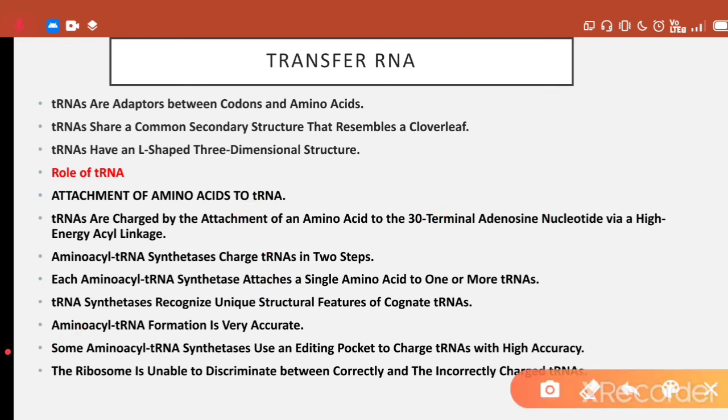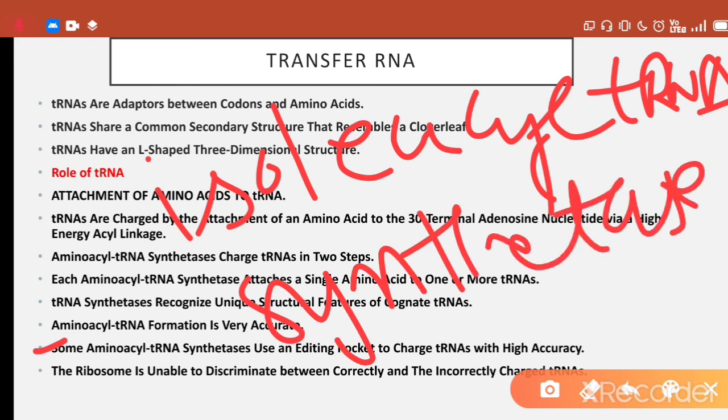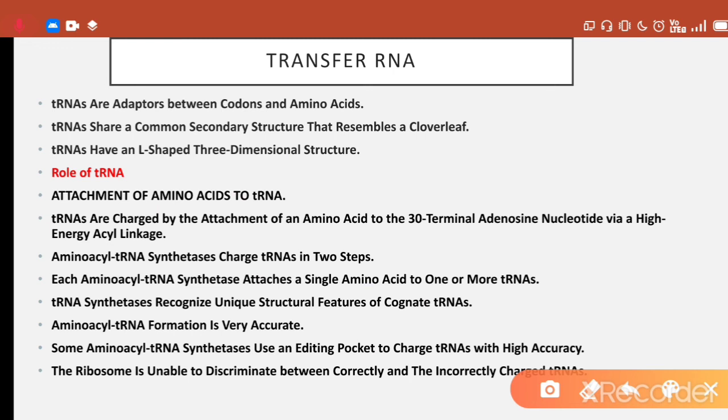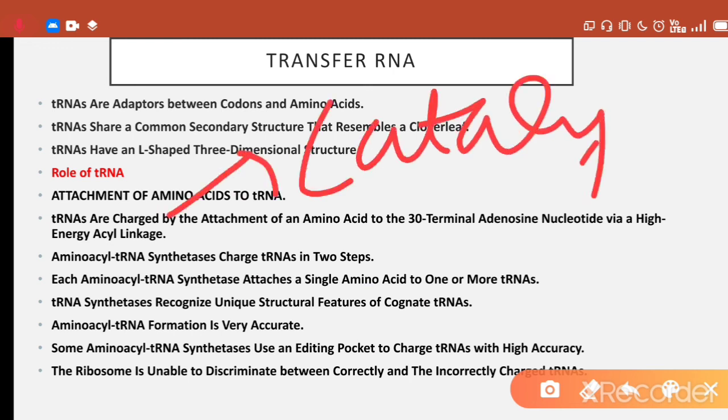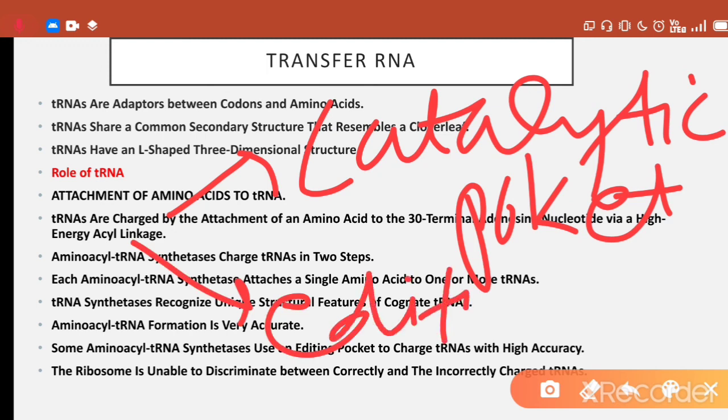Let us understand this in our next point, that is, some aminoacyl tRNA synthetases use an editing pocket to charge tRNA with high accuracy. Let us understand this point with an example. Let us take the example of isoleucine tRNA synthetase. It consists of two sites. One is the catalytic pocket that will conduct the adenylation reaction, and the second is the editing pocket.